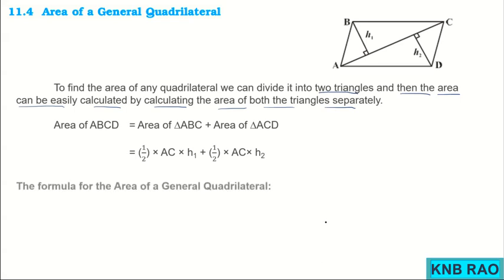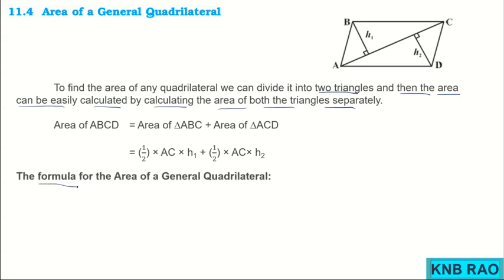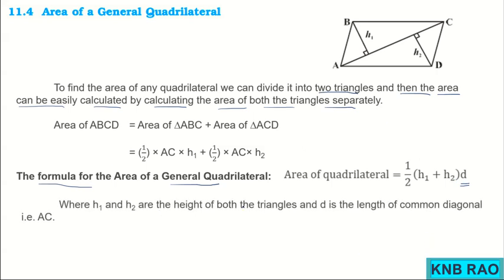If I take it out, it gives the formula for any general quadrilateral to find the area. It is half of the sum of H1 and H2 into the length of diagonal D, where H1 and H2 are corresponding heights drawn to both the triangles, and D is the length of that common diagonal, that is AC here. Okay. So, having this formula, we can go for finding area of any general quadrilateral.